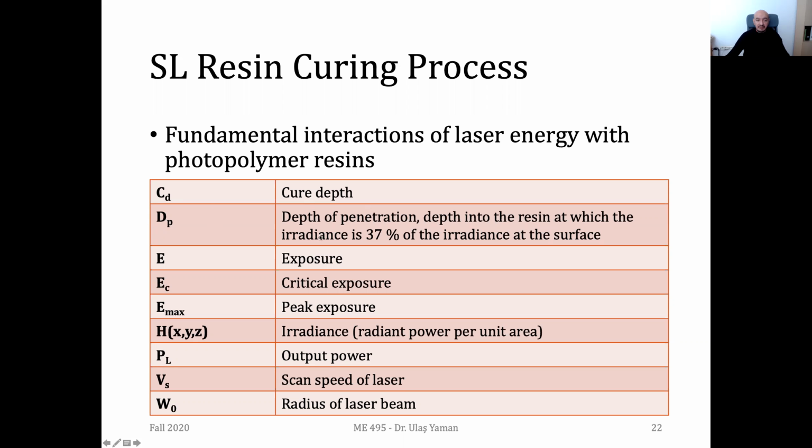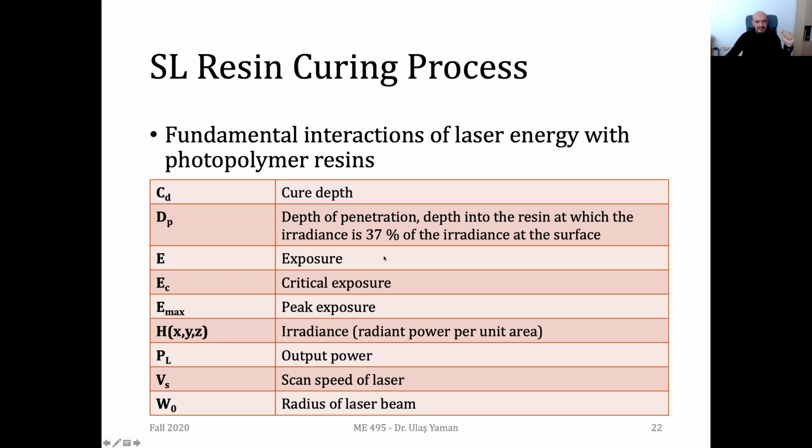And then we have depth of penetration. This is a property of the resin material, and it's the depth at which irradiance falls to 37% of the irradiance at the surface. So we have the maximum irradiance at the surface, obviously, due to the light or laser source, and 37% of it will give us the depth of penetration.